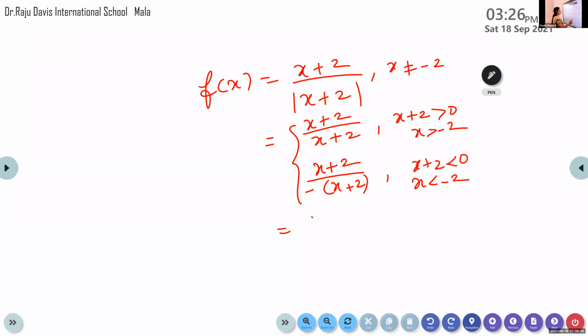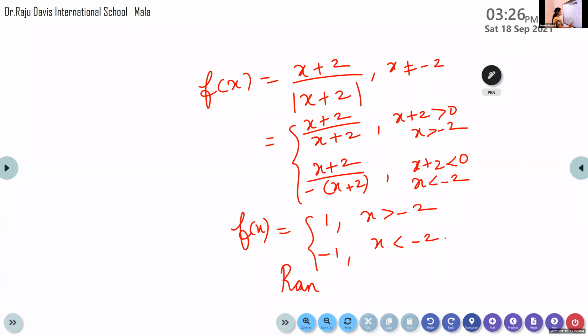So from here, what is the value we will get? It is 1 if x is greater than minus 2 or minus 1 if x is less than minus 2. This is the value of f of x, 1 and minus 1. So what will be the range? Range is 1 and minus 1.